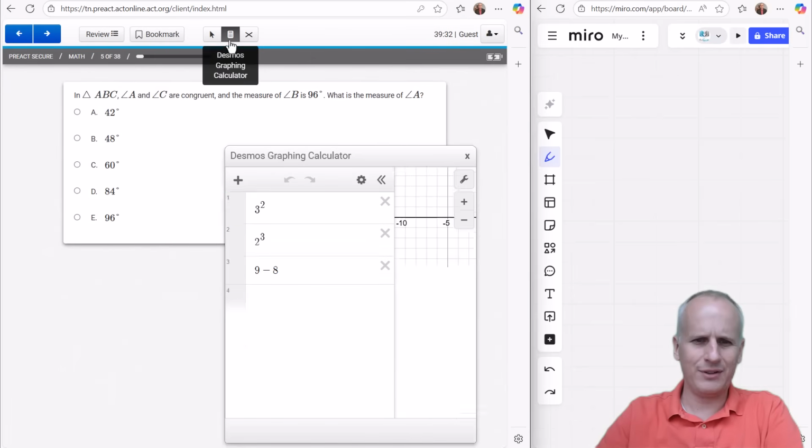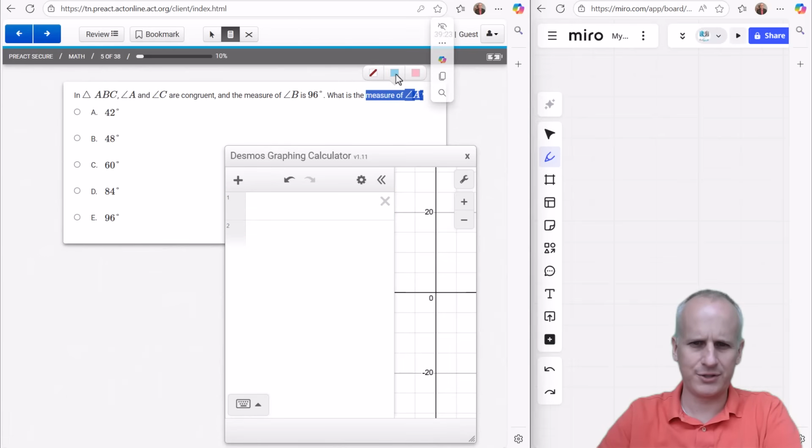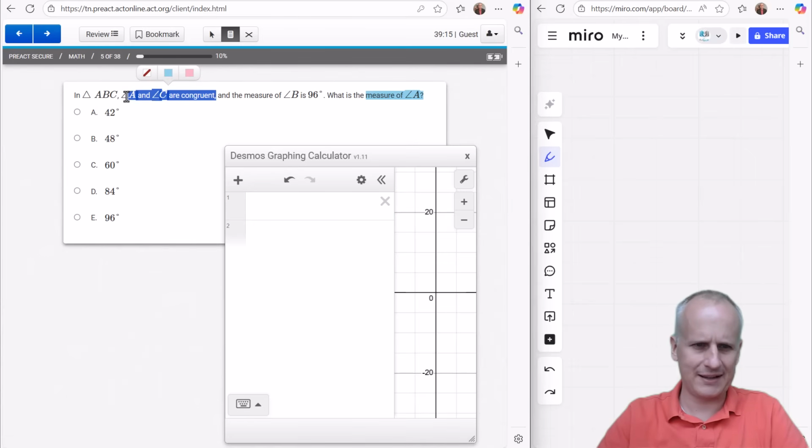Here, once again, we'll engage with the calculator to avoid having to go into our scratch pad. We are being asked for the measure of angle A, so we'll just highlight that again in blue. And we can see that A and C are equal to each other because of the word congruent. So once more, we can highlight that just for clear reference in the other color. And we've got a pink. And we know that the measure of angle B is 96.